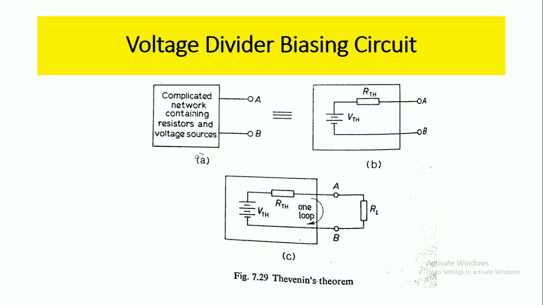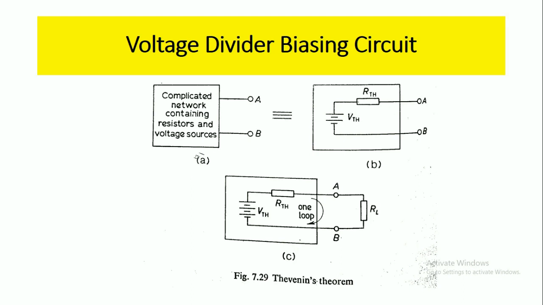Here we have a complicated network containing resistors and voltage sources, as shown in the figure. A and B are the two terminals in this network. Thevenin's theorem simply states that this circuit acts as if a voltage VThevenin in series with a resistance RThevenin is connected between that pair of terminals. So now we can analyze this voltage divider biasing circuit by considering Thevenin's theorem.